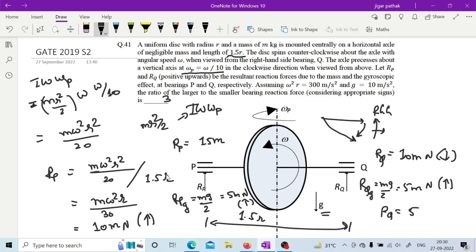The net reaction at Q is in the downward direction and at P it is in the upward direction. Yeah, which is generating a couple, for that it will be different, no?